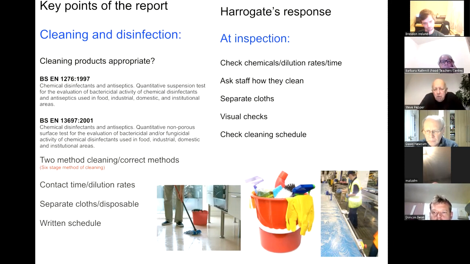So at inspection, the officers will check the chemical dilution rates and the contact time, especially for disinfectants that are used. They will then ask the management how they clean. They'll actually ask the staff who are carrying out the job how they clean. They'll check if they've got separate single-use cloths. They'll do a visual inspection, and they'll check the cleaning schedule has been used as well.